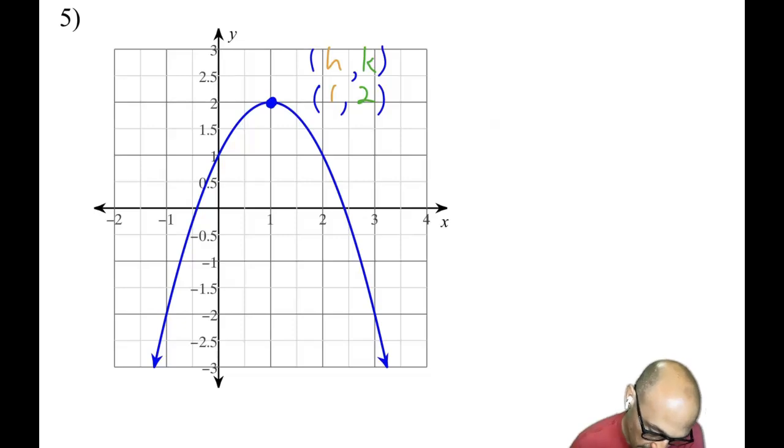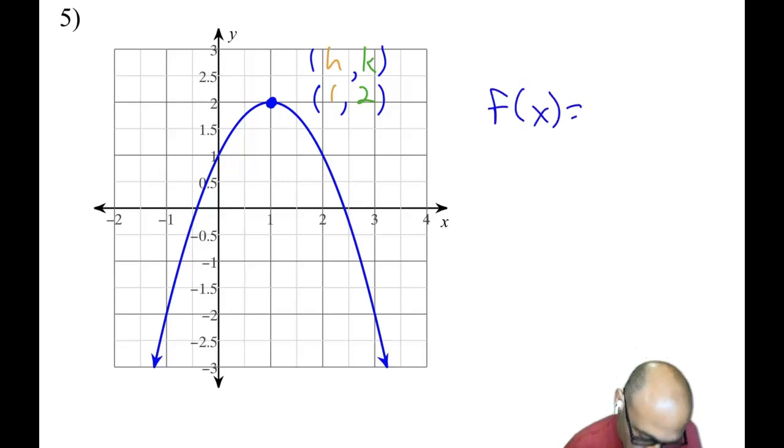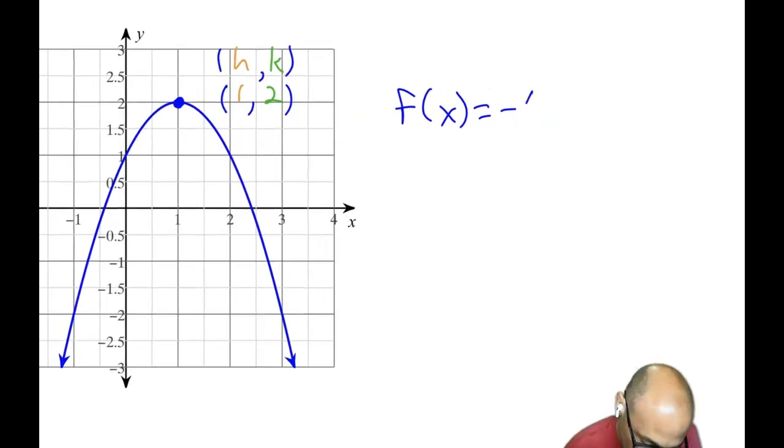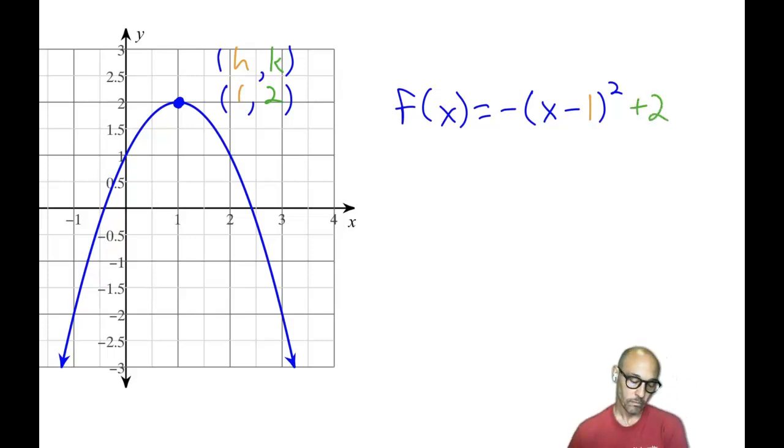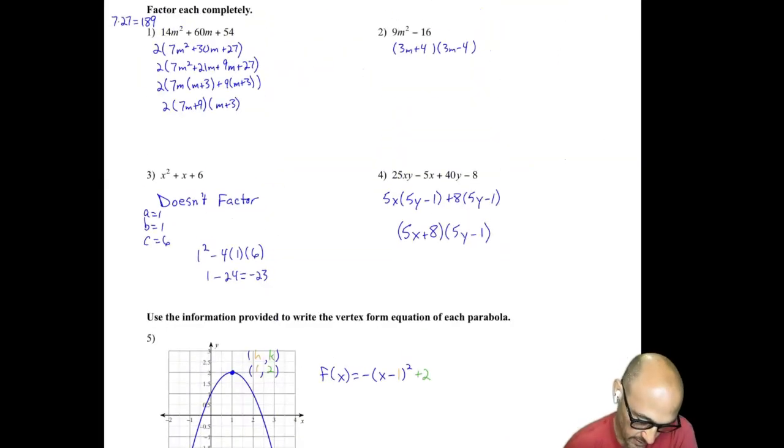And so the other thing I notice is that when we go to the left and the right 1 unit, we go down 1 unit. So that means that our a value, because we're going down, has to be negative. And because we're going down 1, our a value has to be negative 1. So my function here is going to be negative quantity x minus 1, that's my h value, squared plus k, so plus 2. And that is that one.